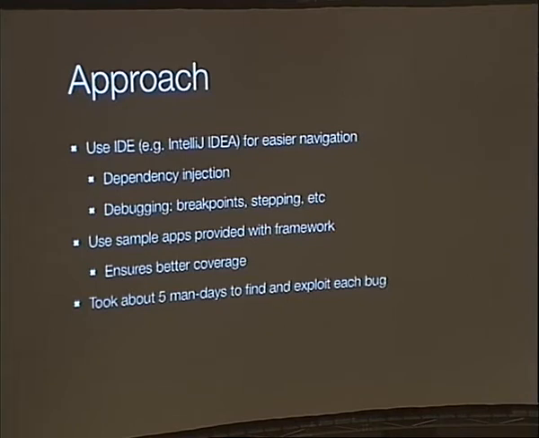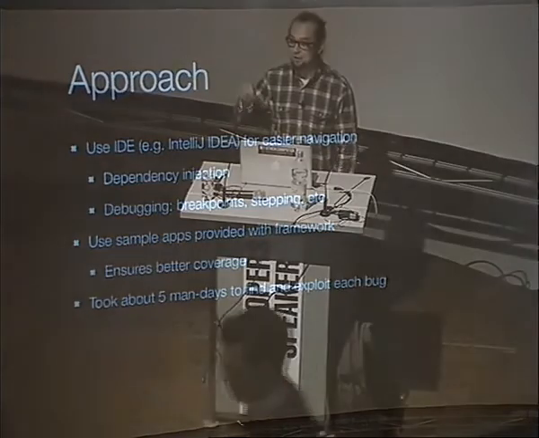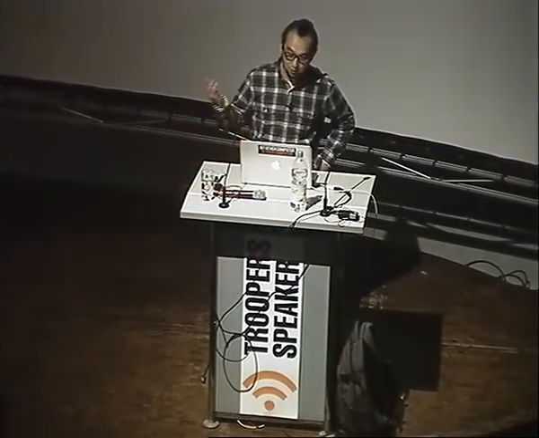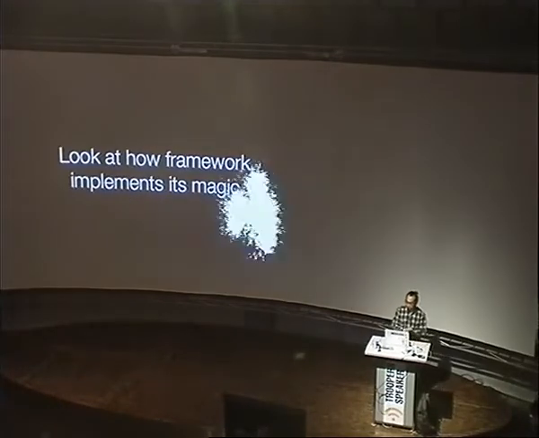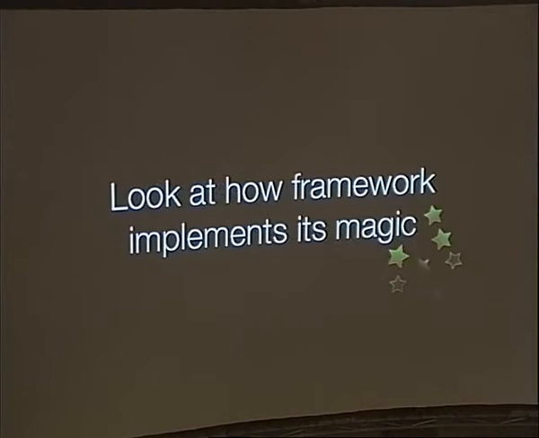Debugging also lets you quickly dump all of the mappings and see which implementation is used exactly when the application is running. I took a sample application, so usually each framework supplies you with a sample application which tries to show as many features as possible, which guarantees pretty good coverage of features. And each vulnerability took about 5 man-days to find and exploit fully. And what I focused on is the magic, right? What I focused on is how the framework is doing all of those things, why developers love those frameworks: conversion of things, automatic construction of objects, validation, and all those things.